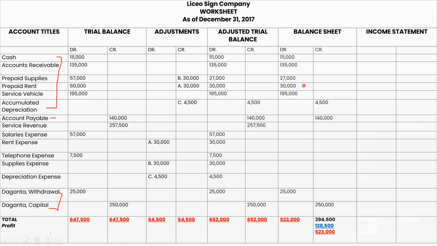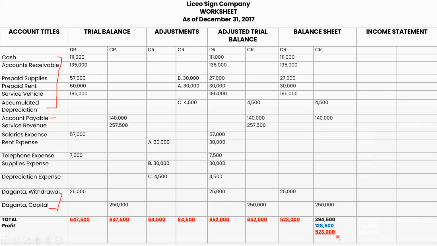Nasusundan ba? Kung saan galing? So ito, your balance sheet would show your assets, liabilities, and owner's equity. Please take note. Ito, assets to, yan. Assets, liabilities, and owner's equity. Now, what's this?